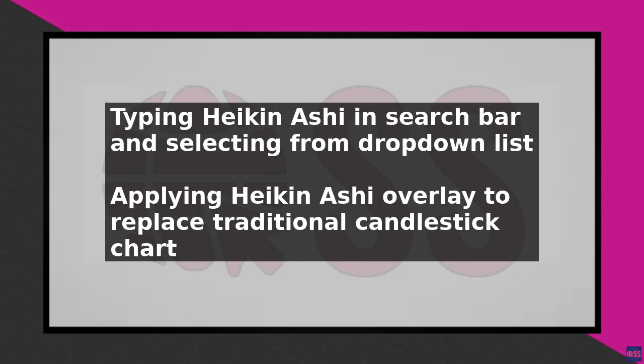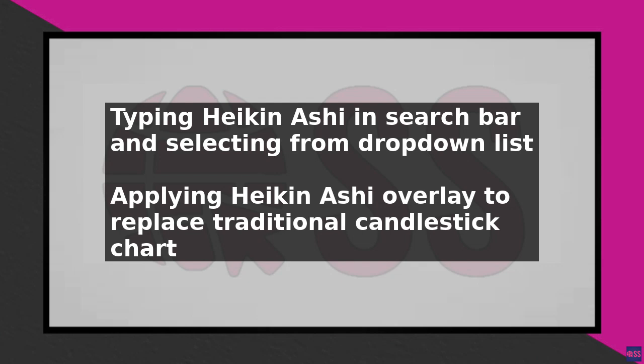Heikin Ashi candles are a type of candlestick chart that uses a modified formula to calculate the open, high, low, and close prices, reducing the noise and providing a clearer view of the market trends.